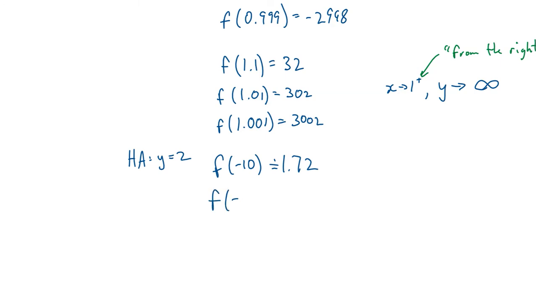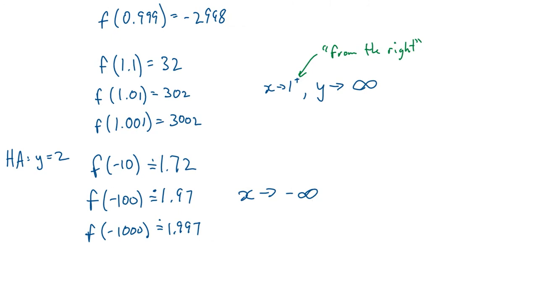100 or negative 100? Yep, I like it. And turns out this is 1.97. And what do you think we're going to try next? Negative 1,000. And turns out this is 1.997. Okay, now we're getting close to 2, aren't we? Those numbers are pretty close to 2. So as x goes to negative infinity, because that's what we're doing, we're picking bigger and bigger negative x values.